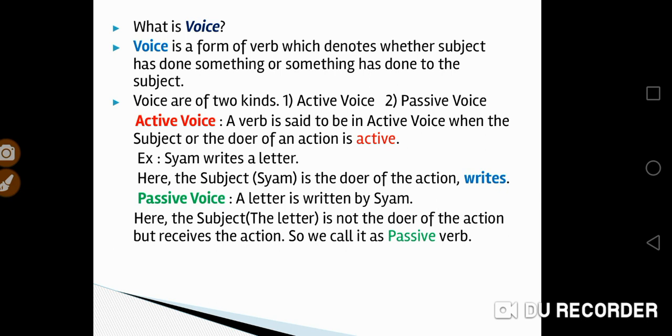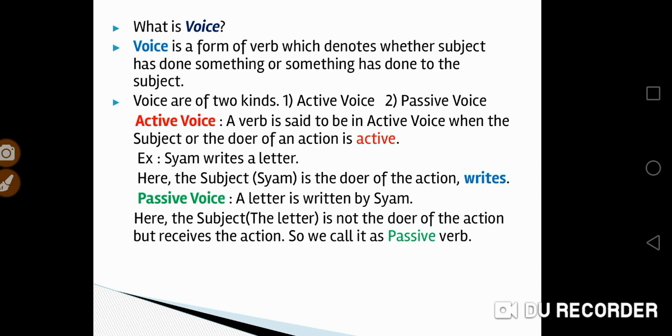Active voice. A verb is said to be an active voice when the subject or the doer of an action is active. For example, Shyam writes a letter. Here, the subject Shyam is the doer of the action, writes.